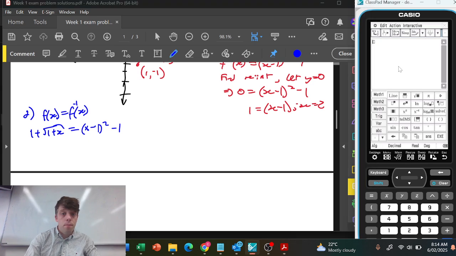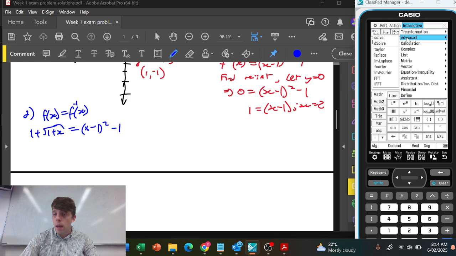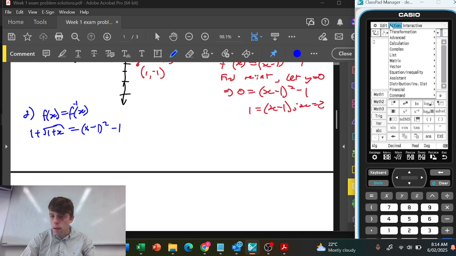So I won't do that by hand. You'll be given a calculator for one that's this challenging, because there's quite a few solutions to it. But if you know how to use your CAS calculator correctly, all we have to do is go Action, and then it is under Advanced, Solve, and then you can just type it in there. I think there's another button for it, so it's been a while since I've done this.